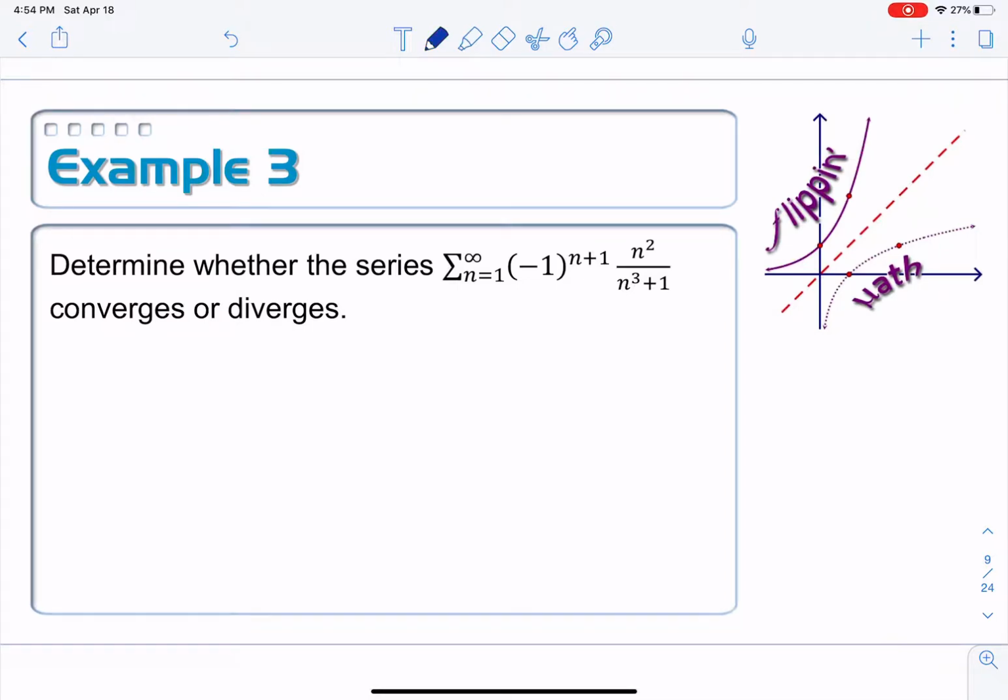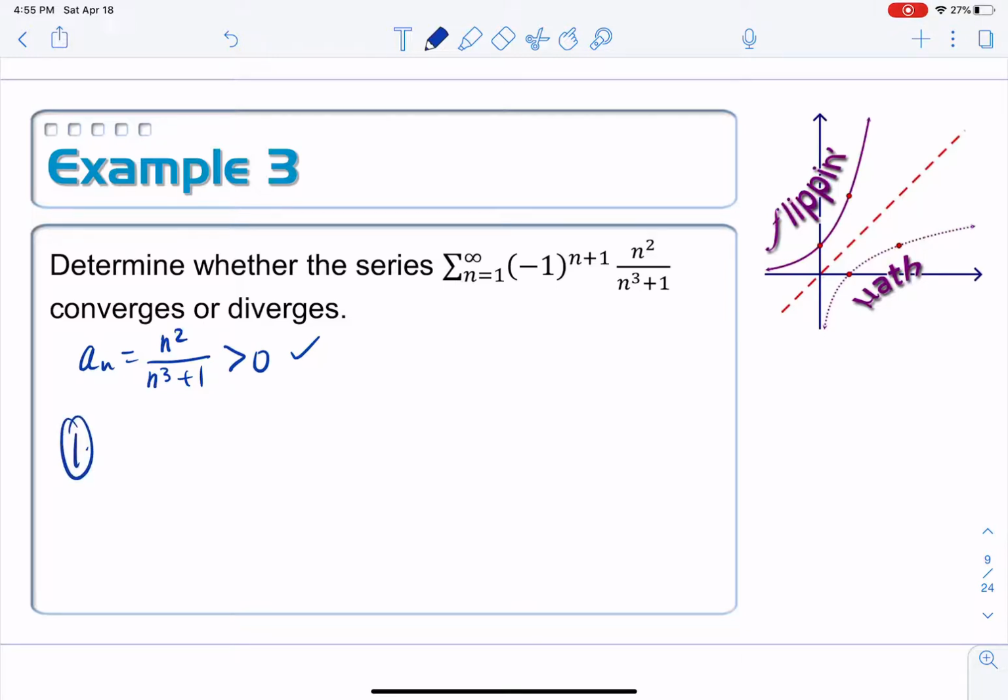Well, it is alternating. I see an alternator right in here, right? And notice that that's definitely not geometric, this thing. So I have to use the alternating series test. And my nth term is equal to n squared over n cubed plus 1. And bear in mind that n starts at 1 and just gets bigger. So this is definitely positive, checks. All right, so now let's take the limit part.